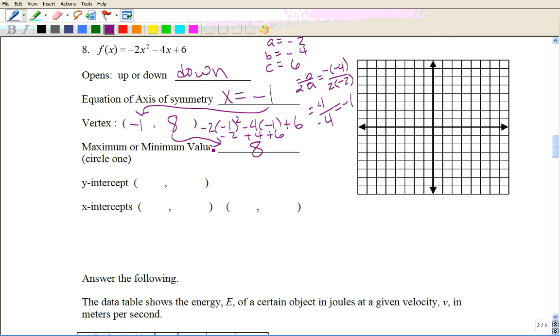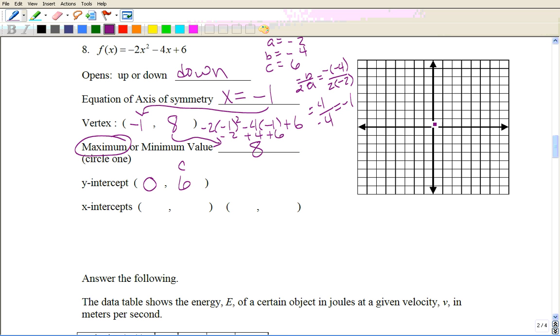That is the maximum value. It's a maximum because it opens down. The maximum value is 8. The y-intercept, x value of 0, and this should be equal to c, which is 6. And we'll get the x-intercepts in just one moment. So let's graph it first.